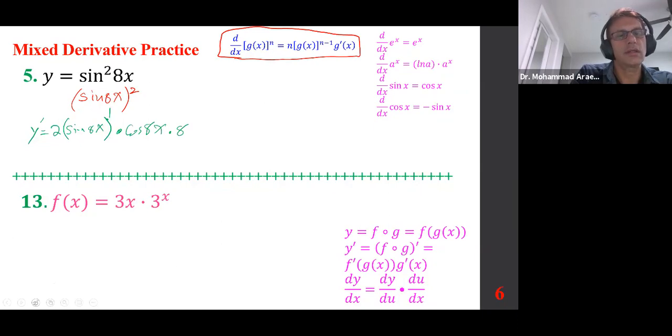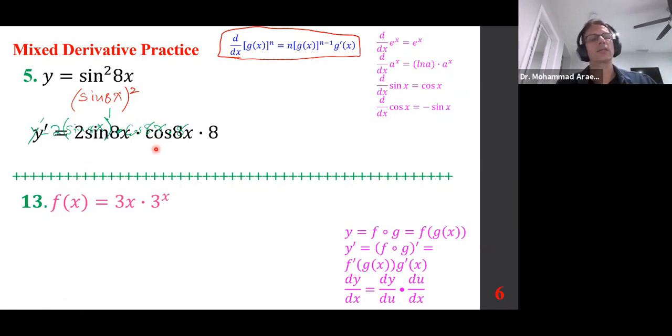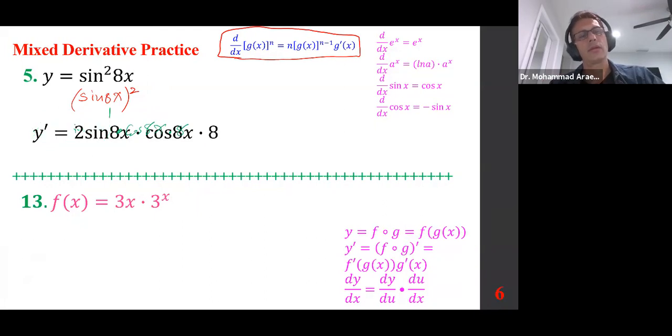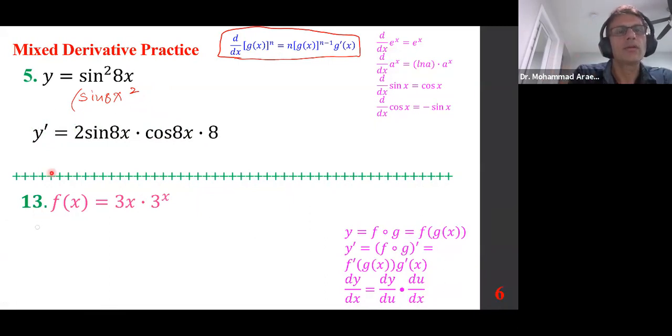Again, this is using the chain rule again, class. So actually, let me just erase this so you can see that. Okay, so let's just quickly recap. Two sits in front, sine to the power of 1, the derivative of cosine, but remember, cosine of what? Cosine of x, you're done. But cosine of 8x, you're not done. Cosine 8x, and then the derivative of 8x is 8. You put them together.